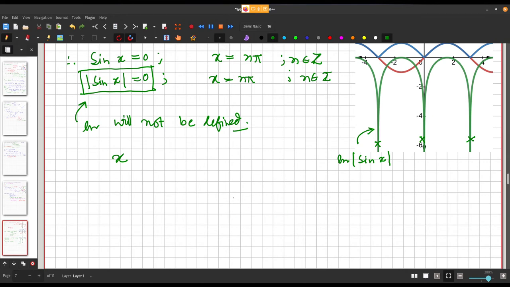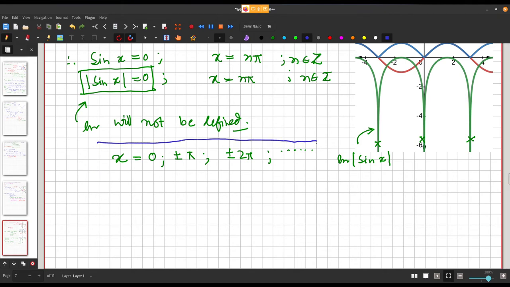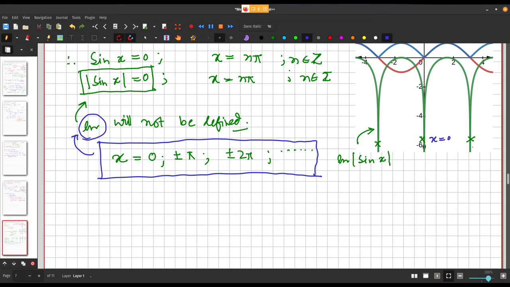So let me write out the points. This will be x equal to 0, plus minus pi, plus minus 2 pi, and so on. For this set of values of x, the function ln will not be defined. So here this is x equal to 0, this is x equal to pi. You can see it is very close to 3.14. Here it is x equal to minus pi. I have plotted only three values, and if we expand the graph we will find the other values also.